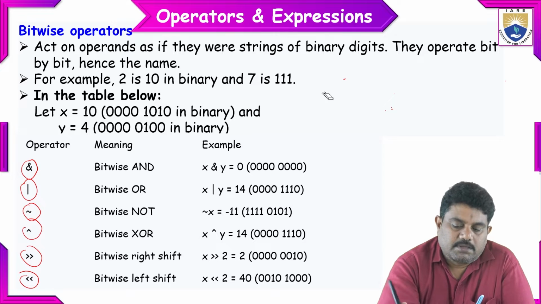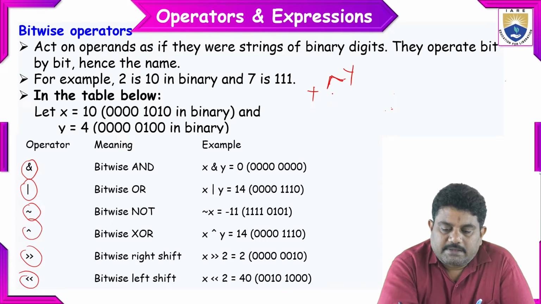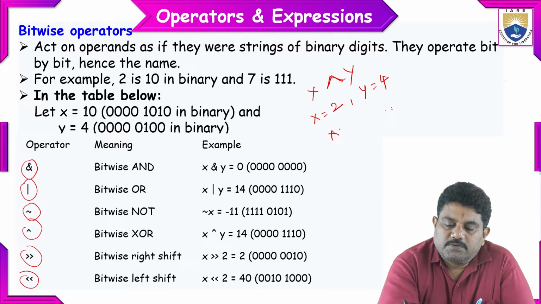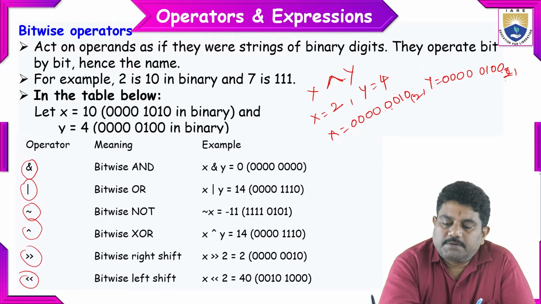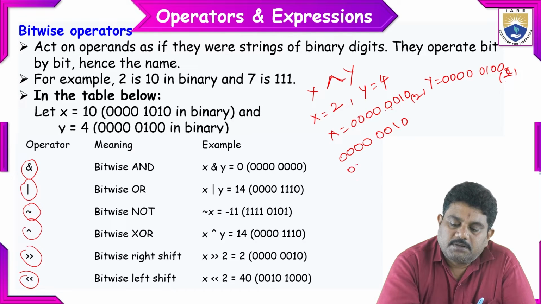And next, XOR, exclusive OR. This is another operator, exclusive OR. We have seen the AND, OR and NOT operations. In the case of XOR, this is the symbol. So X XOR Y, a bitwise operator. For example, X equal to 2, Y equal to 4. X value is 0 0 0 0 0 0 1 0 in binary. Y equal to 0 0 0 0 0 1 0 0 in binary. Now X XOR Y, how can we take it? You make the arrangement in this manner.